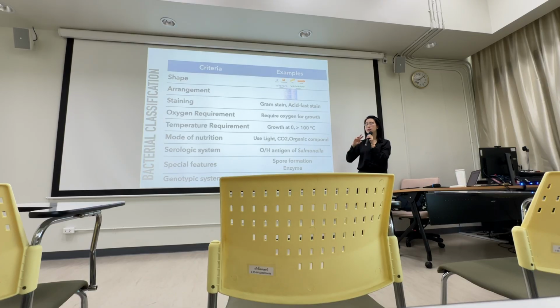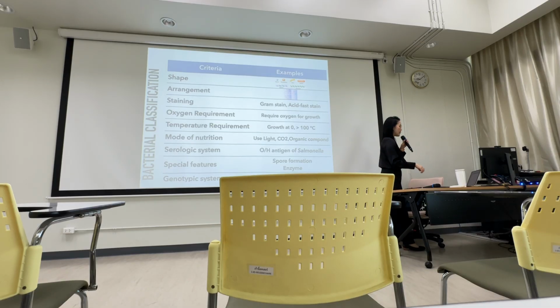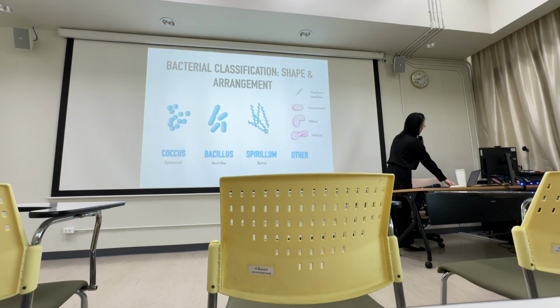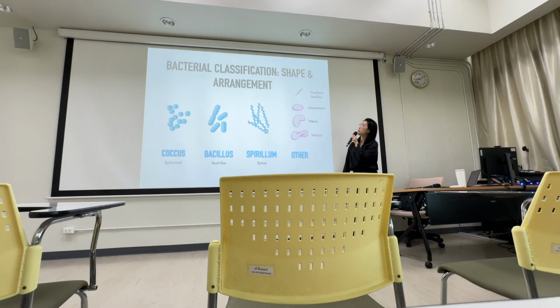Serological system, so we look at the antigen, the protein on the outside surface of the cell wall. Sometimes we can also classify by special structures or special features of the bacteria. And the last one is the genotyping system, so we use the information of the DNA sequence to classify or group the bacteria. Now, using shape and arrangement to classify.